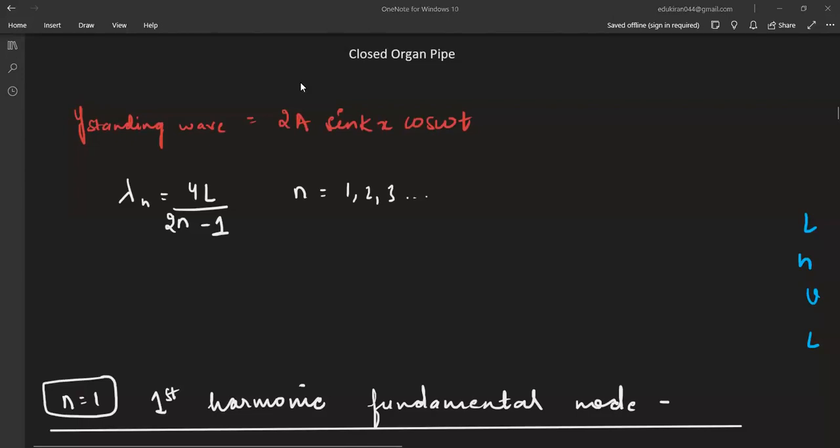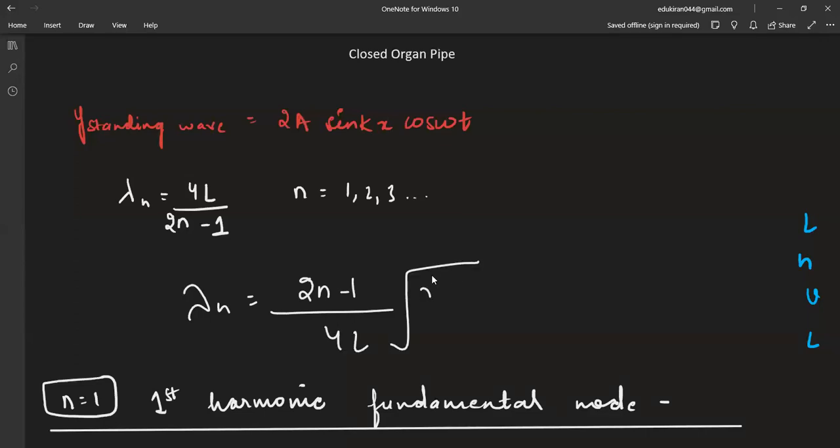See, for closed organ pipe, this also we discussed that we have to subtract one. The formula is this. Just remember the formula. In the standing wave portion, we had discussed 2a sine kx cos omega t. The same formula came. So, lambda is equal to 4L by 2n minus 1. Frequency I have not written. Frequency is (2n minus 1) v by 4L.